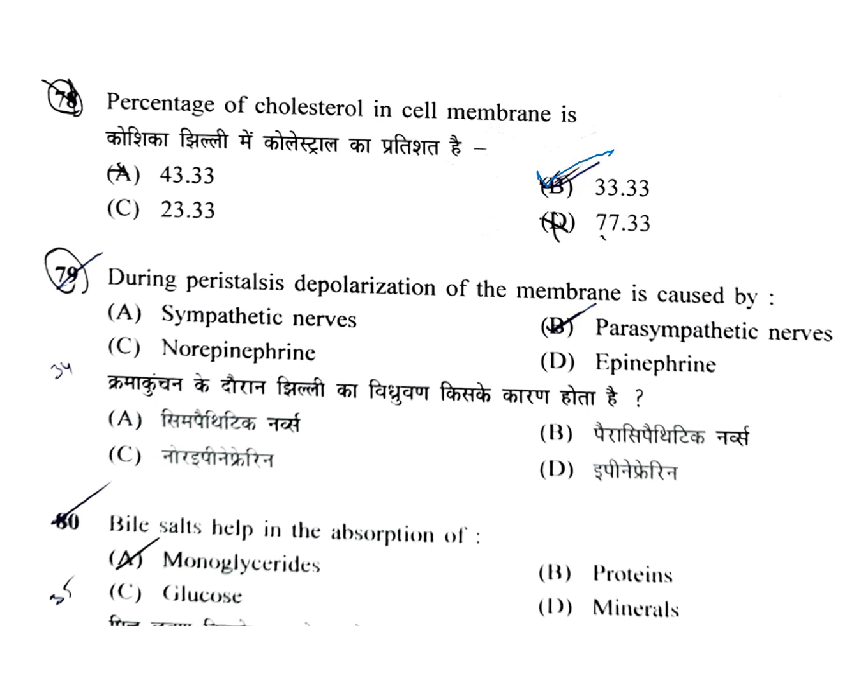During peristalsis, depolarization of the membrane is caused by sympathetic nerves, parasympathetic nerves, norepinephrine, or epinephrine. The right answer is parasympathetic nerves.